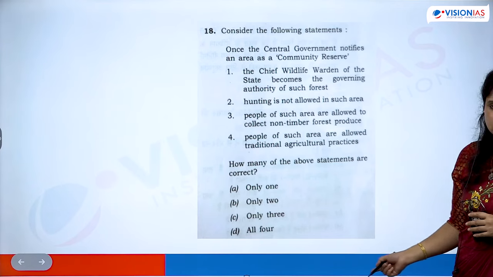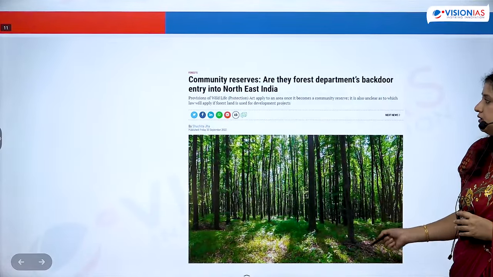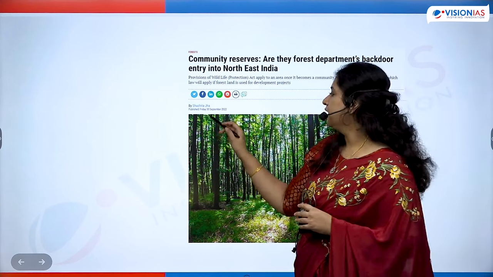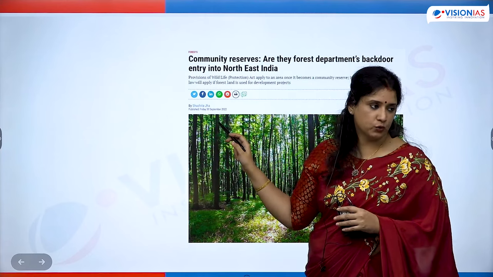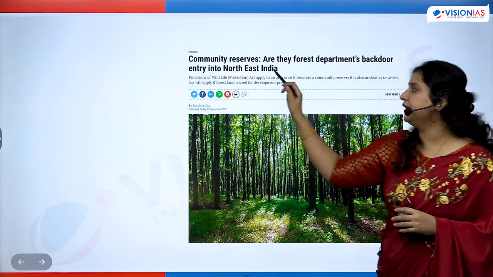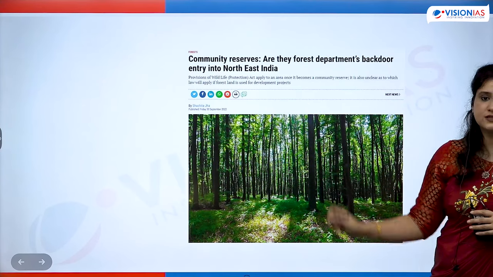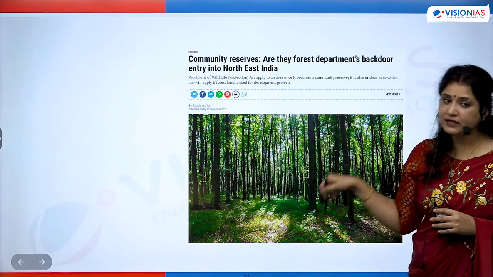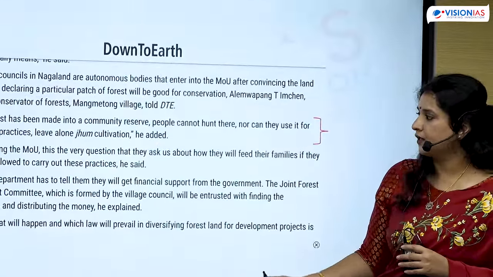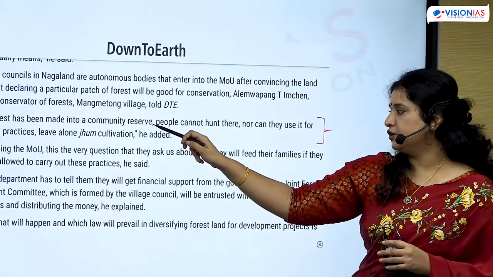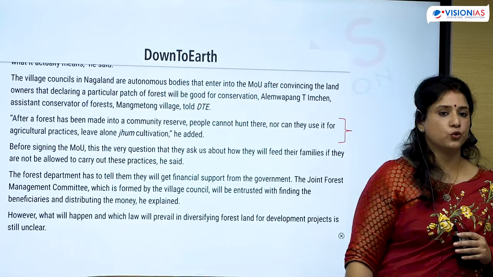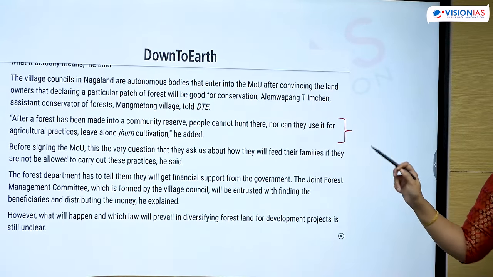Now let's first see the source of this question. Down to Earth. It's a 2023 question, published Friday 30th September 2022. Six months before the exam. Community reserves, are they forest department's backdoor entry into Northeast India? This is the title of the article. This might seemingly be a very regular article, but you see, after a forest has been made into community reserves, people cannot hunt there, nor can they use it for agricultural practices, leave alone jhum cultivation. Clearly, this line is mentioned, isn't it?